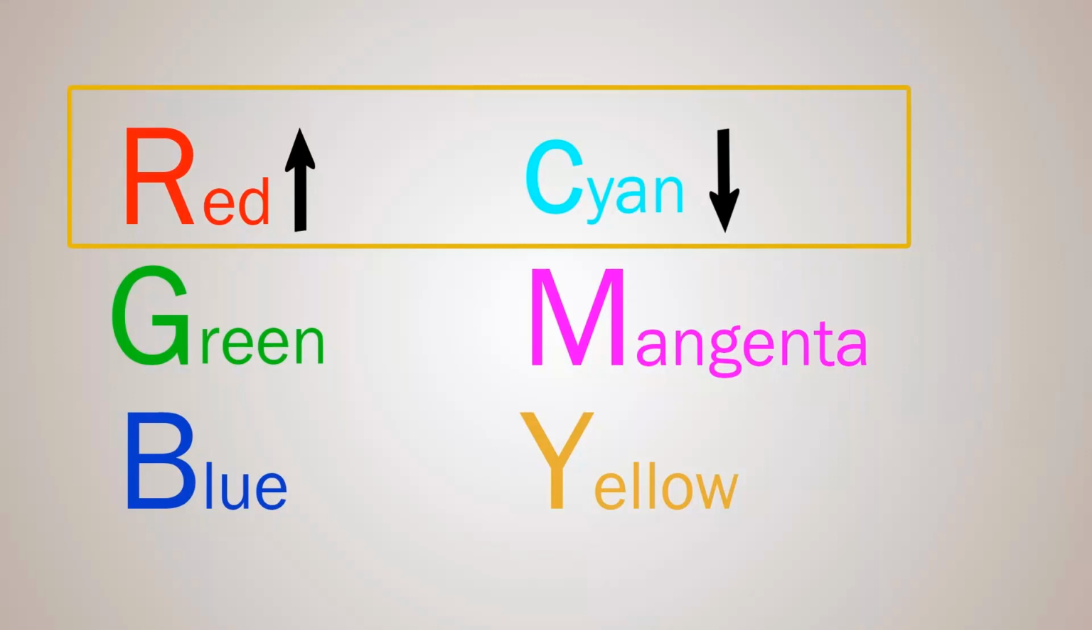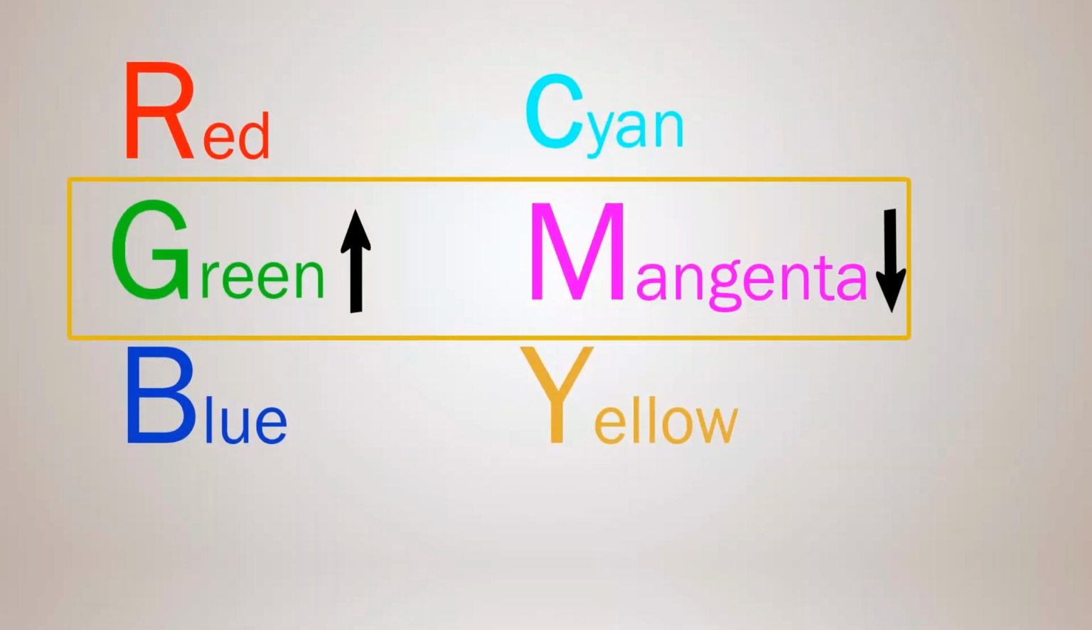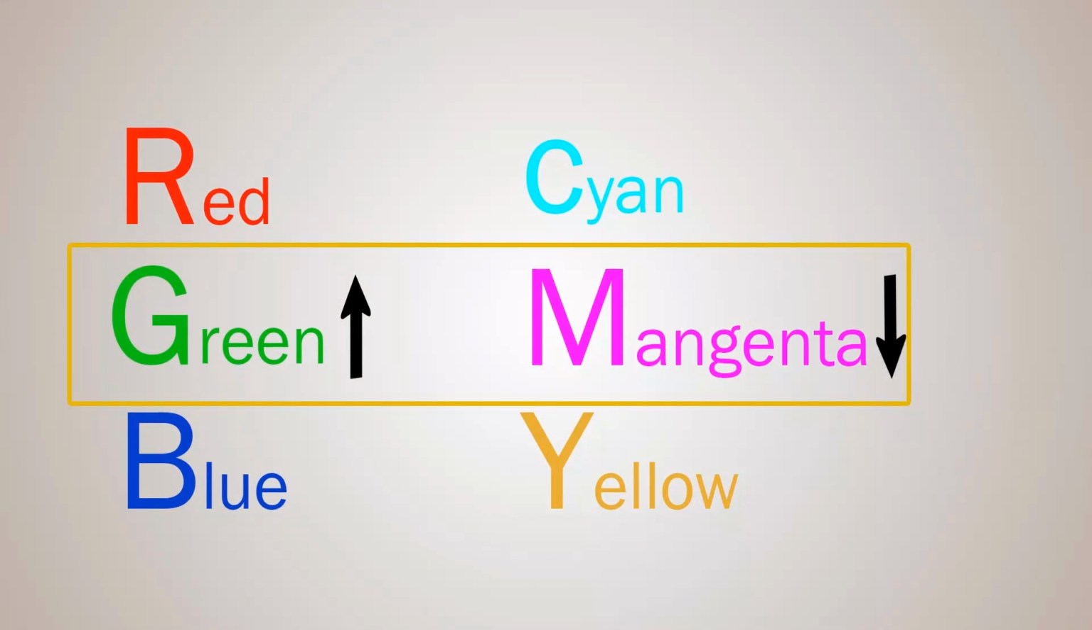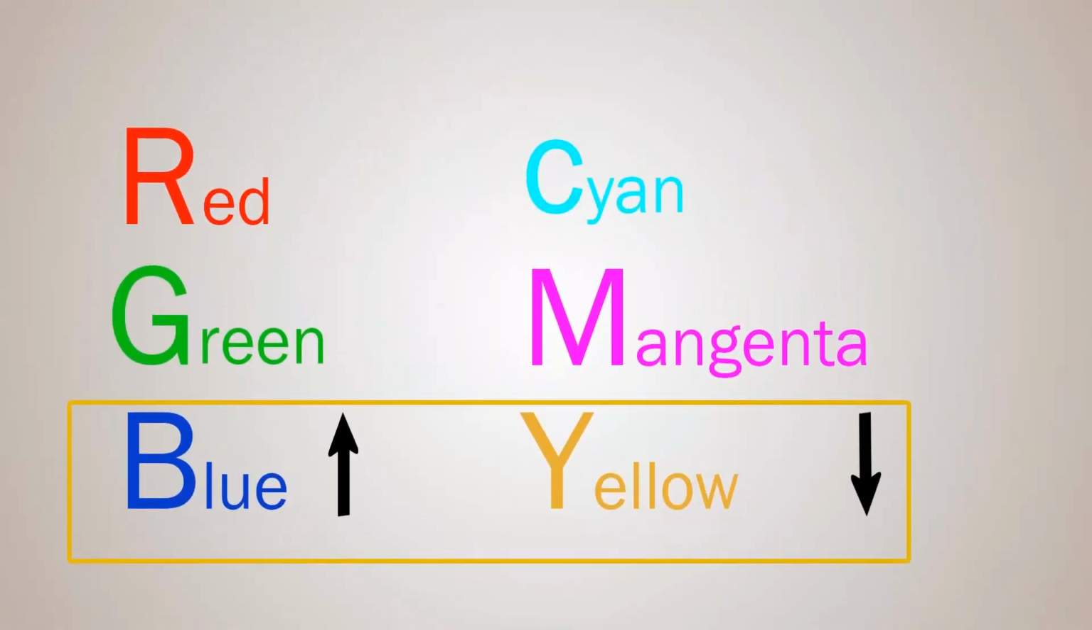If you increase the red, you reduce the cyan. Number two, if you increase the green color, you're going to reduce the magenta, and vice versa. And if you increase the blue color, you're going to reduce the yellow. And if you reduce the blue color, you're going to increase the yellow. And you're going to use that concept in the next steps.